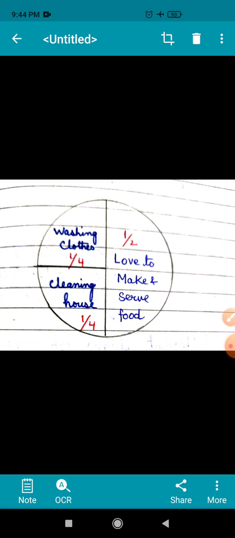Children, hope you all have understood how we can read a chapati chart or pie chart, or how we can divide a circle into different sectors. So do practice and solve the sums that I have given.